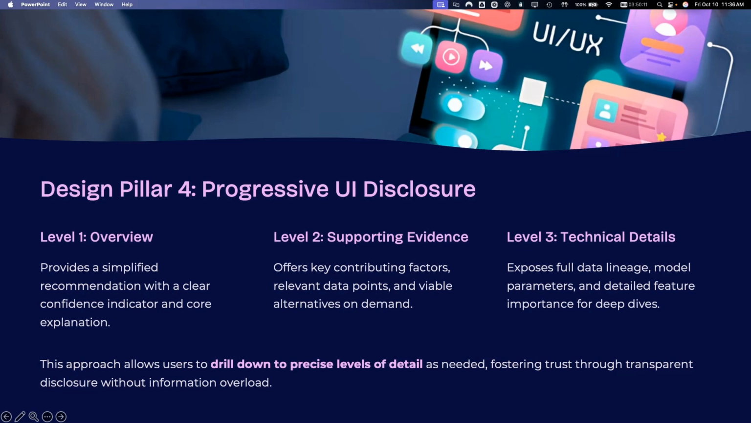Pillar four, progressive UI disclosure. Not every user needs the full model internals, but some do. That's why progressive disclosure works. Level 1, simple summary plus confidence score. Level 2, key drivers and alternatives. Level 3, full lineage, model parameters, feature importance. It's like an expandable explanation panel. Let the user choose how deep they want to go without overwhelming them.